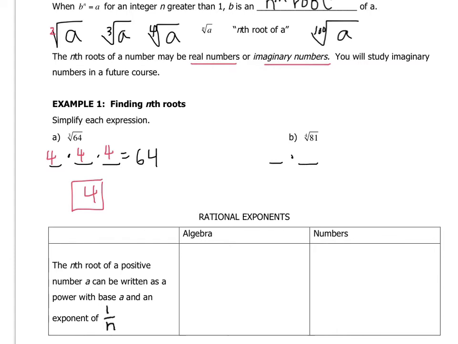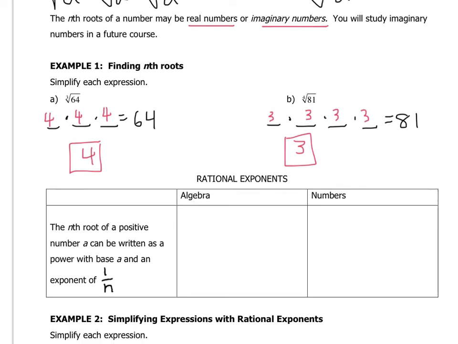This wants to know what number used 4 times is 81. So that's 3, because 3 to the 4th is 81. And you'll get more familiar with these as you experience them. This is the first time you're experiencing them, so it might not come as quick as maybe it comes for me.